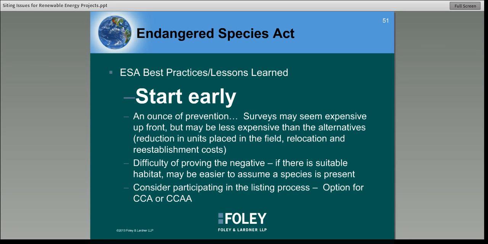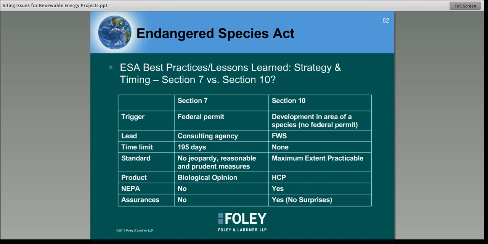Another option is to consider participating in the listing process. You could submit comments and participate, but there are also options for what are called candidate conservation agreements or candidate conservation agreements with assurances. A candidate conservation agreement is a formal voluntary agreement between a property owner and FWS under which the property owner agrees to implement certain measures at its property to protect a species that's a potential listed species. A candidate conservation agreement with assurances is similar, but it also includes certain conservation actions that, if they're implemented by the property owner, then FWS commits to not require anything additional on that property for that species.